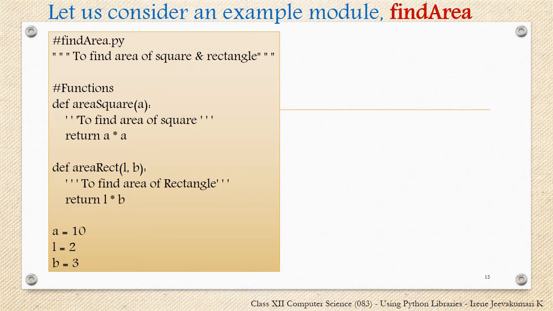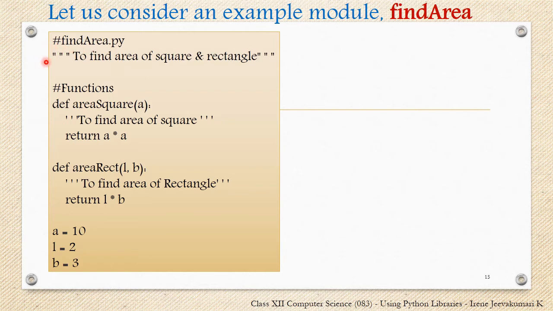Let us consider an example user-defined module, findArea, and analyze each and every element of this module. A module is nothing but a normal Python program. So this Python program starts with a comment statement. Comment statements are not part of the program statements, but they are used to explain things in more detail. This comment statement gives the information about the name of the module. The name of the module is findArea.py. Python's interpreter is not going to execute this statement.